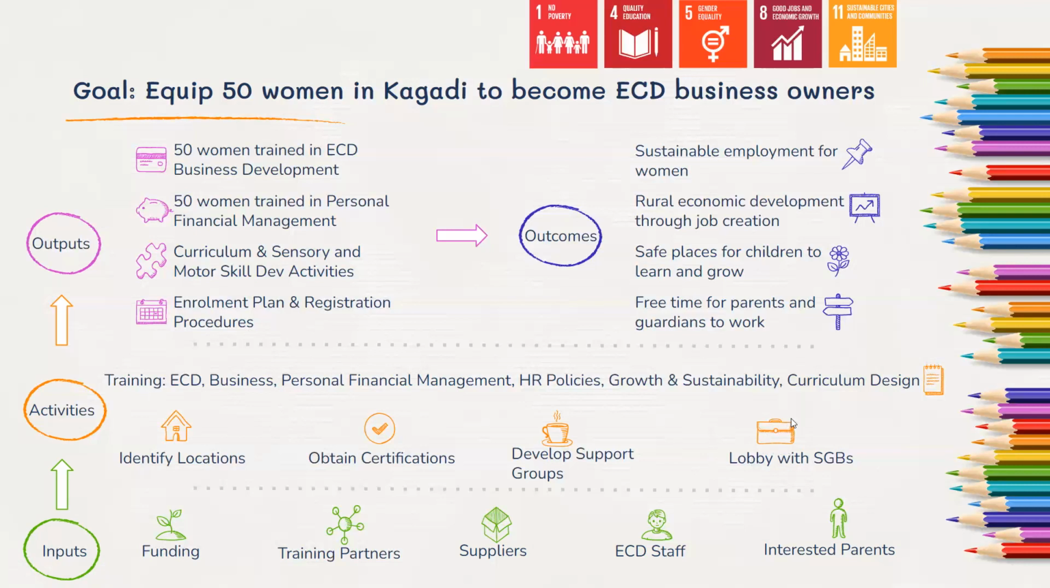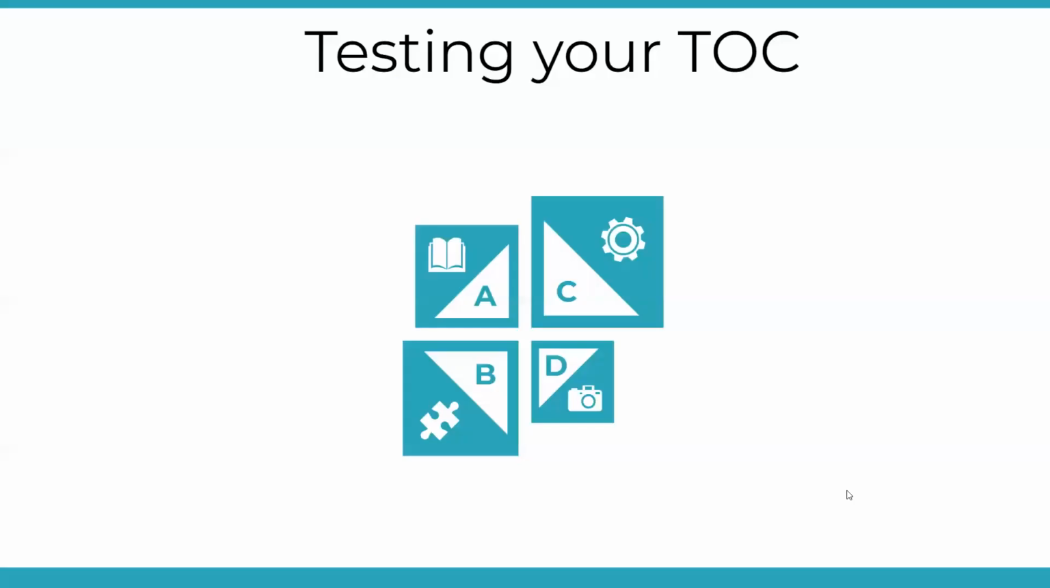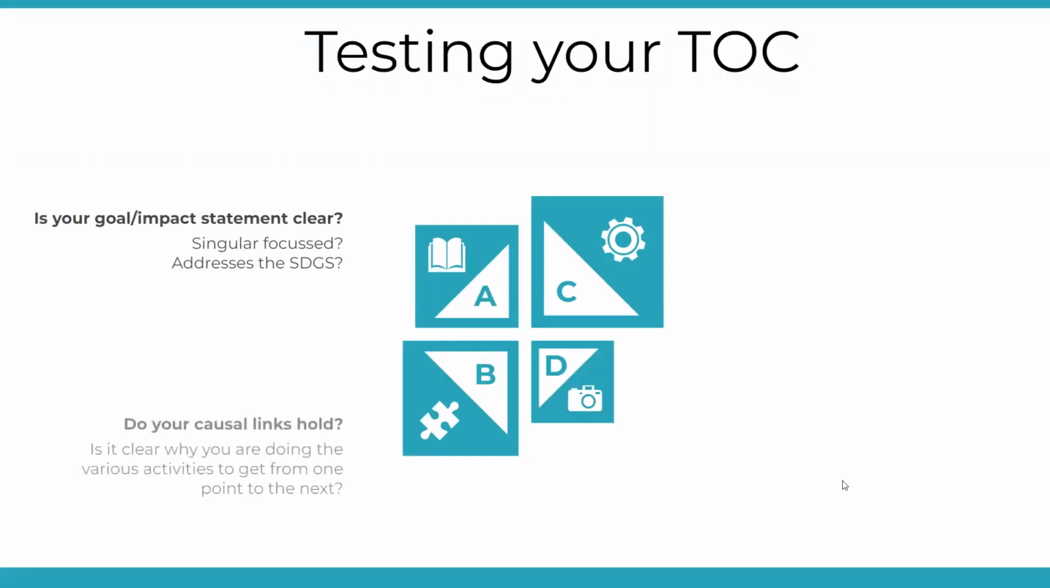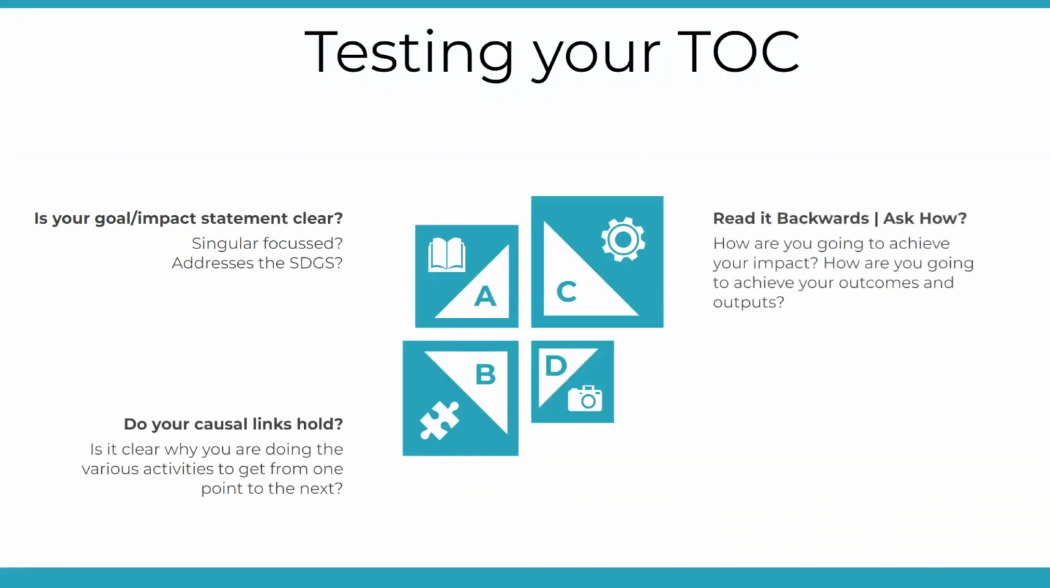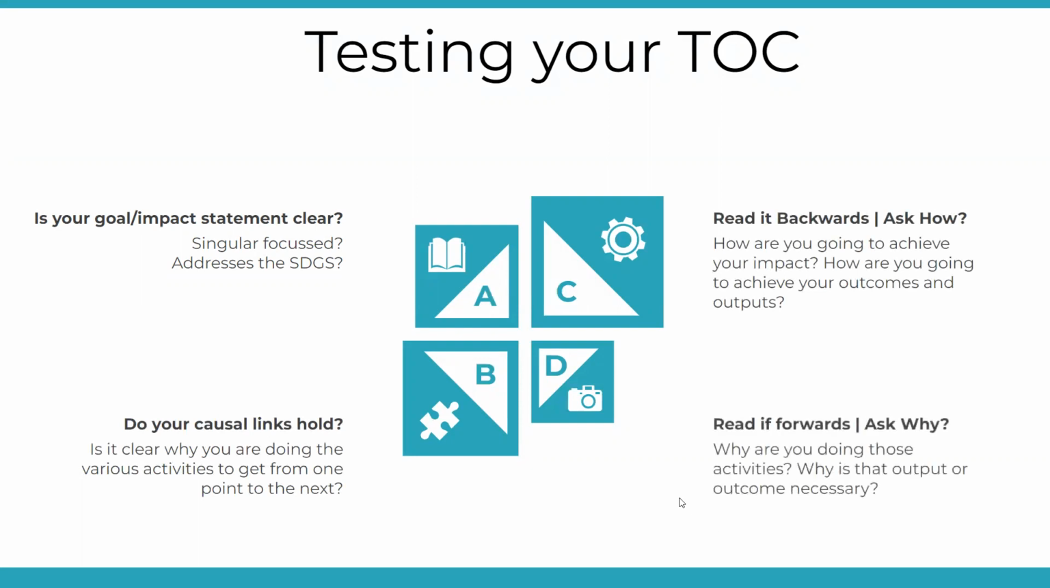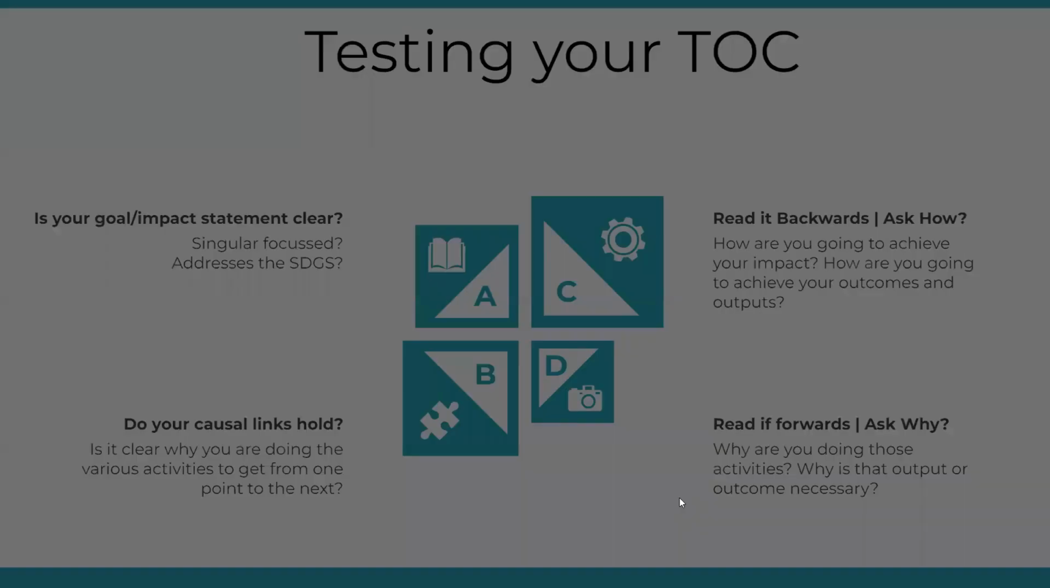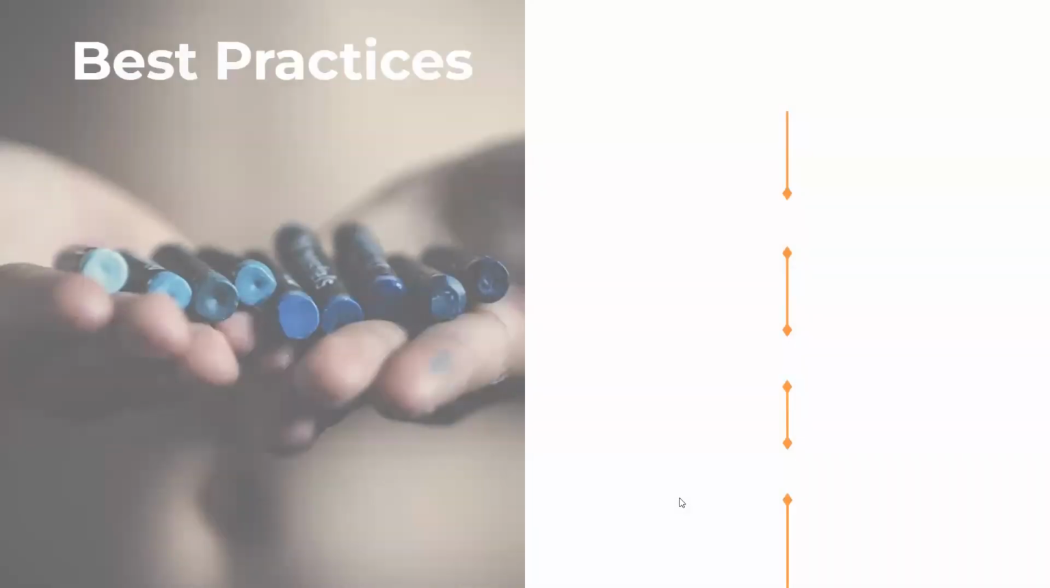If you have something that you're asking yourself, well, why are we doing this? Is that something we need? If the output is not necessary for the outcomes, then just leave it out. And that is how we test our theory of change. Clarity of the goal, checking if the causal links hold, asking how when we read it backwards, and asking why when we read it forwards. Now, what are some of the best practices when we are designing our theory of change?